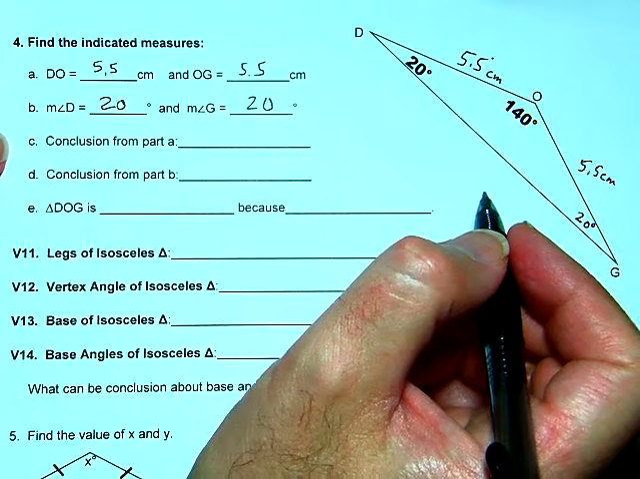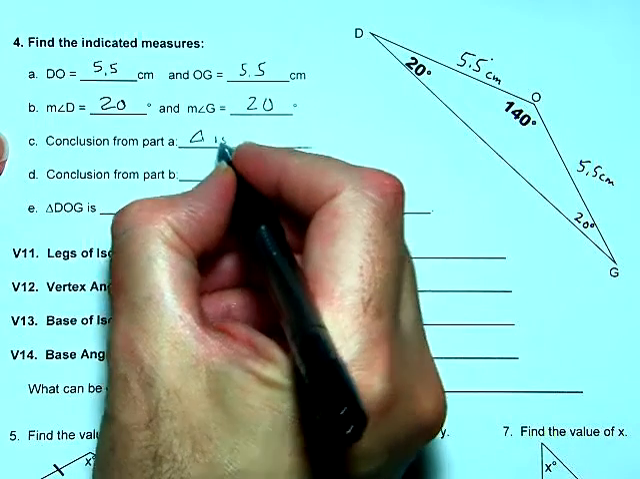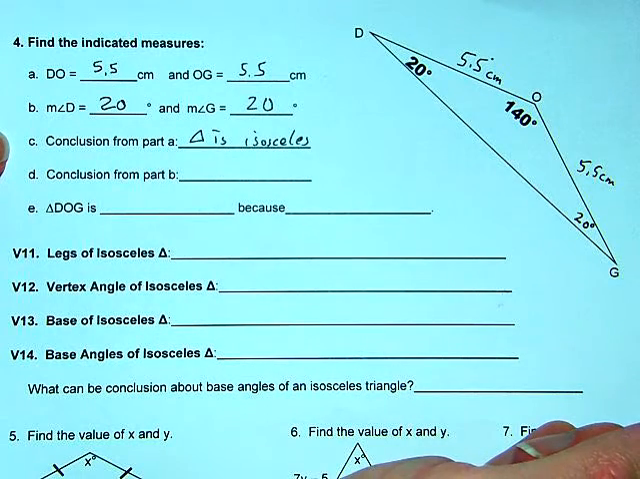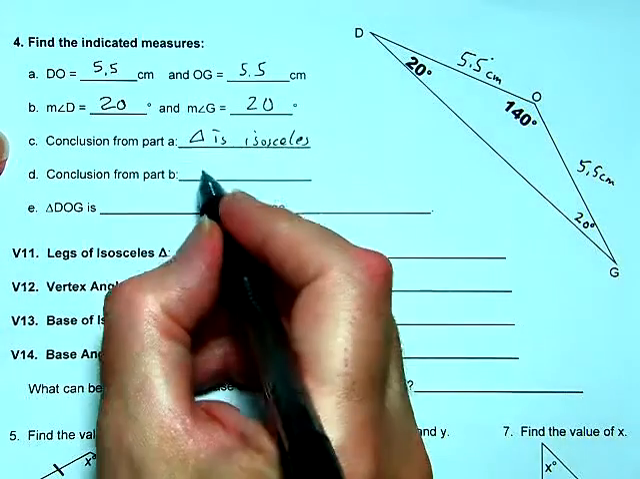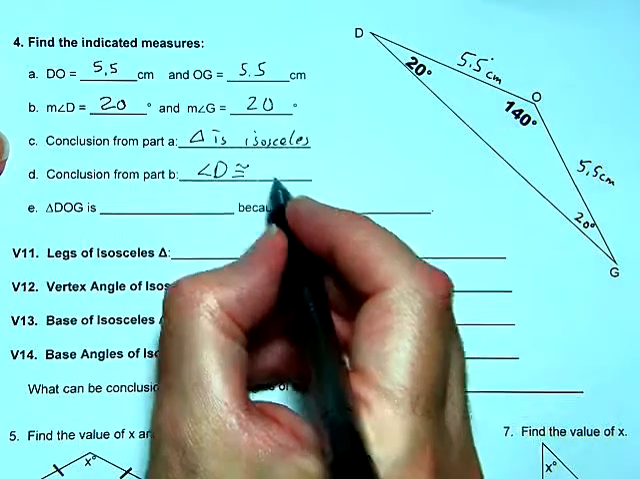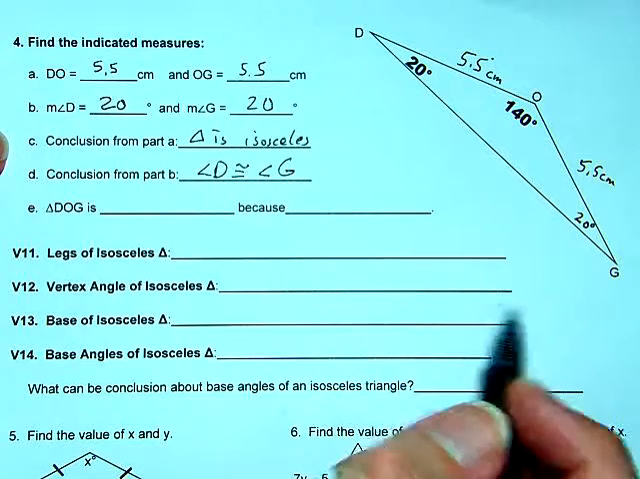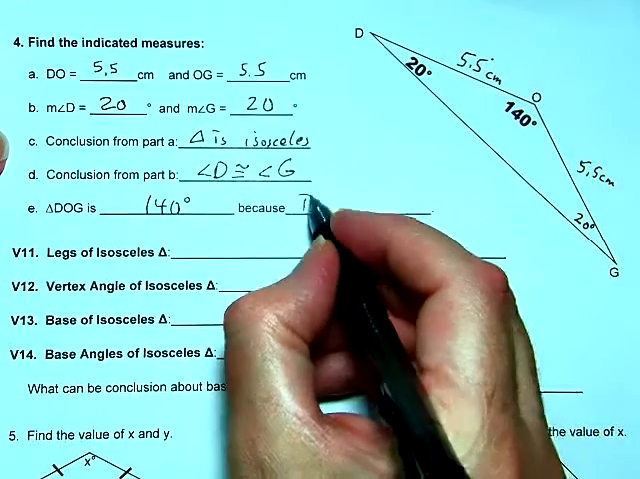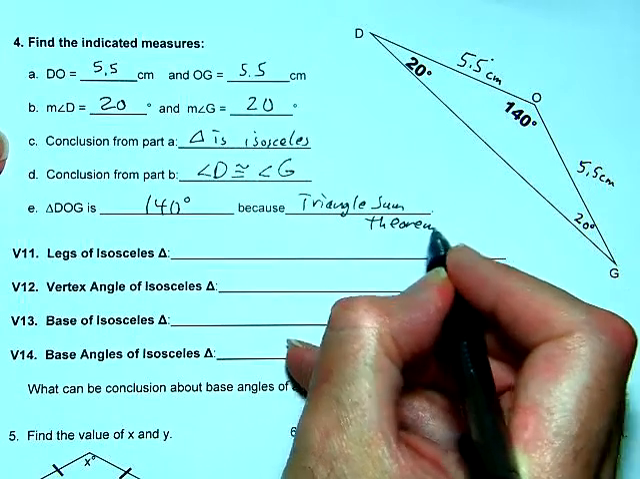Our conclusion, if you remember from part A, is that the triangle is an isosceles triangle, because two of its sides are congruent. The conclusion from part B is that the base angles are congruent, or in particular here, angle D is congruent to angle G. Angle DOG is 140 degrees because of the triangle sum theorem. The angles of a triangle have to add up to 180.